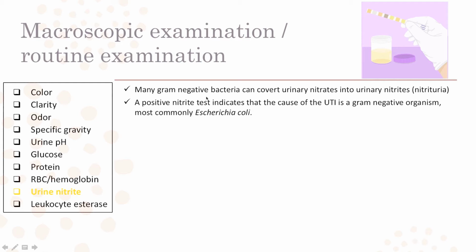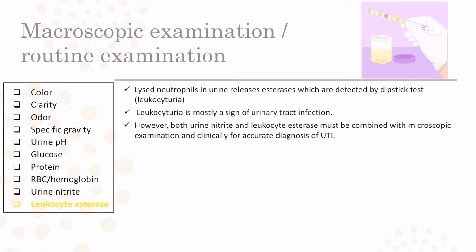So next is urine nitrite. This urine nitrite is a special test in the dipstick. The urine contains urinary nitrates, but if the urinary tract has an infection with some bacteria, those bacteria convert these urinary nitrates into urinary nitrites, and this is called nitrituria. These urinary nitrites can be found on the dipstick, and we make an assumption that the urine might be infected with bacteria.